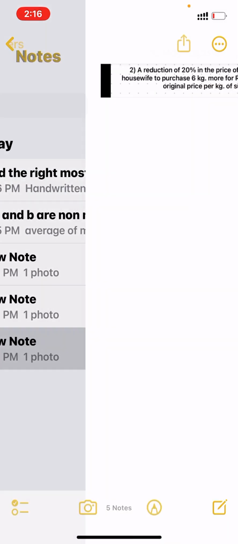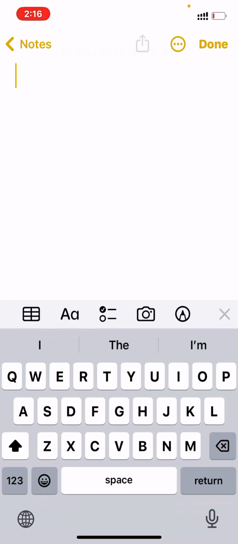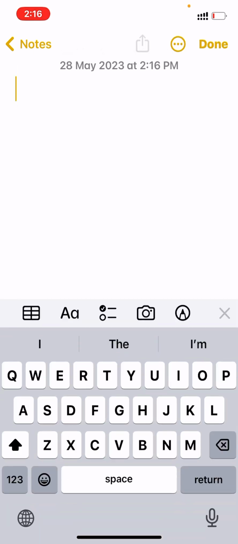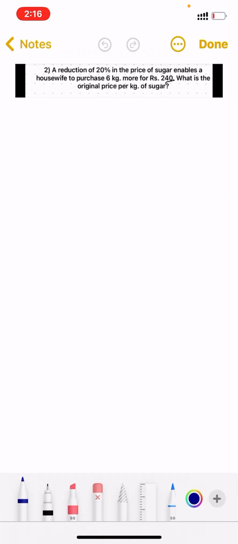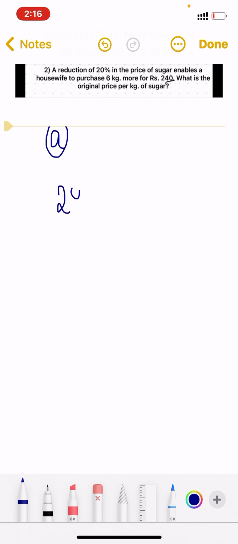Done. Now this question: a reduction of 20% in the price of sugar enables a housewife to purchase 6 kg more for rupees 240. Say initially she was purchasing A kgs for 240. So initially the price per kg was 240 by A.